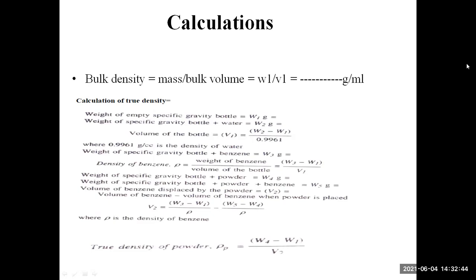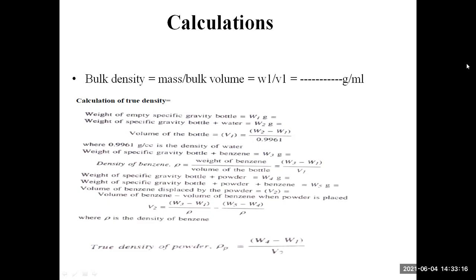Weight of empty specific gravity bottle, that is W1 in gram. Weight of specific gravity bottle plus water, that is W2 in gram. Volume of the bottle, that is V1, can be calculated by the formula W2 minus W1 upon 0.9961, where 0.9961 gram per cc is the density of water.